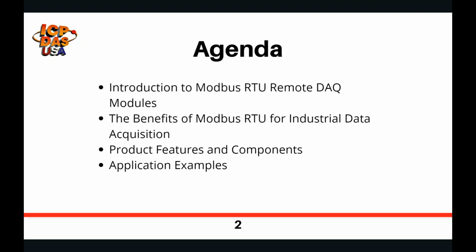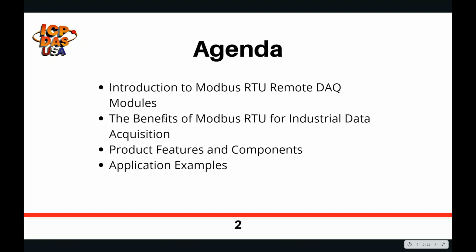Then we're going to move into the benefits of Modbus RTU for industrial data acquisition. Self-explanatory there. After that, we're going to move into some of our individual products and product groups. We're going to talk about their features and components. And then we're going to wrap it up with some application examples, and talk about how this works in situ in the factory.